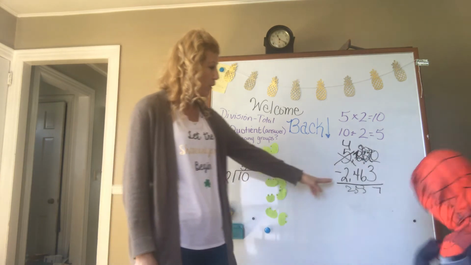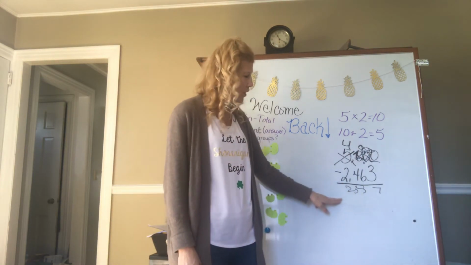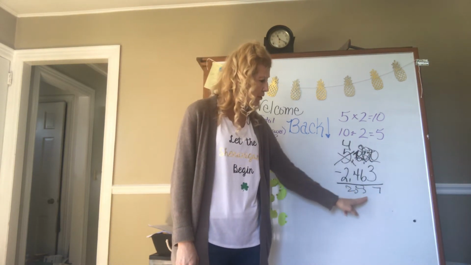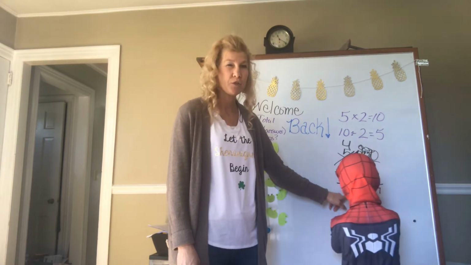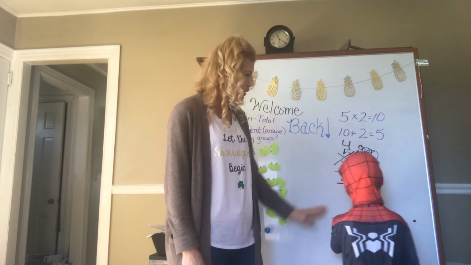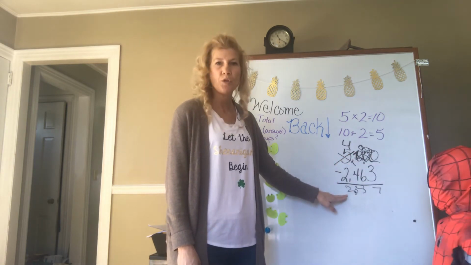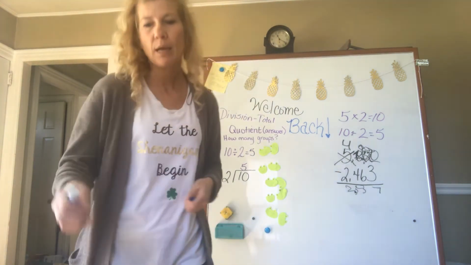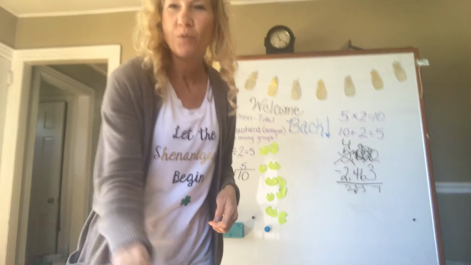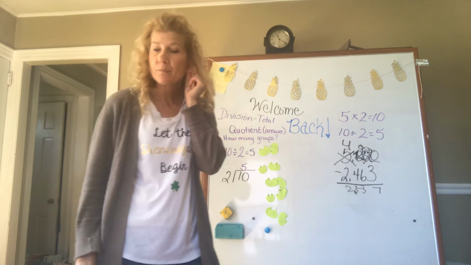The last thing that we want to do, there are 4 numbers, so we do 1, 2, 3, and we always put a comma. Did you put a comma there? Good job. So your answer should have been 2,537.